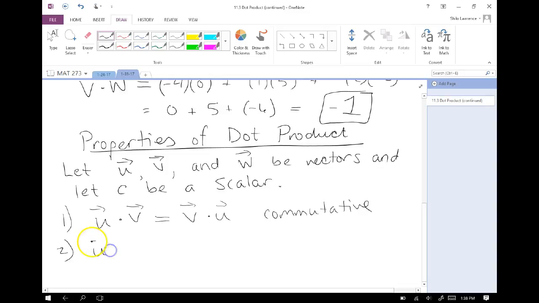Dot products also have a distributive property though. So if we wanted to calculate u dotted with v plus w, we could distribute that and do those two dot products separately and think of this as u dot v plus u dot w. So it's also distributive. And that not only works for addition, but subtraction as well.